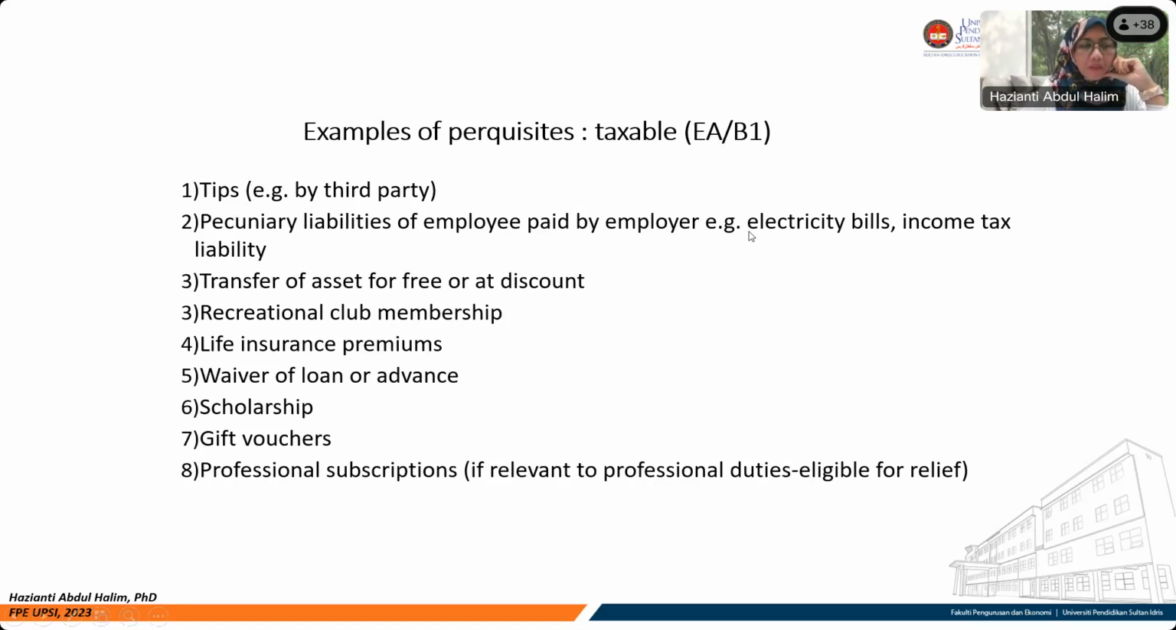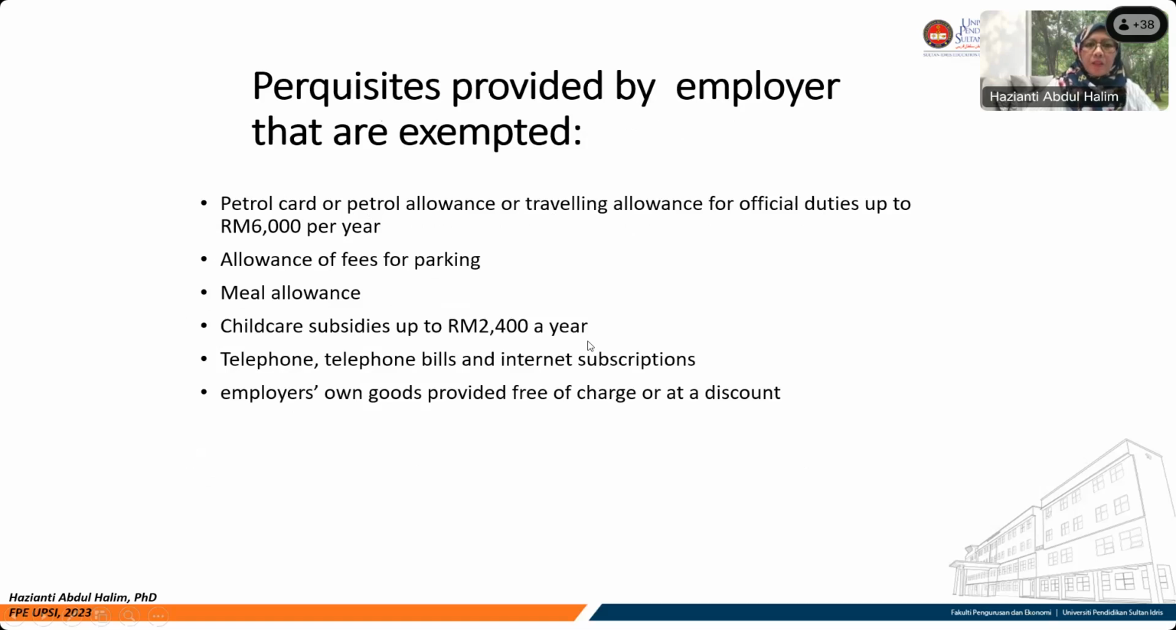Utility bills paid by the employer. Transfer of asset for free or at a discount. Recreational club membership. Life insurance premium. Scholarship, gift vouchers and professional subscription. If relevant to professional duties only, eligible for relief. If not, it is actually taxable basically. All of these are basically taxable.